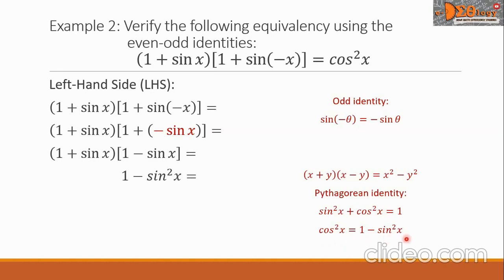This 1 minus sine square x is the same value that I have in the left hand side, so I can replace this value by the cosine square x. So here it is now. And the cosine square x, I can see that this is now equal to the right hand side. So we are able to show that the left hand side is equal to the right hand side.